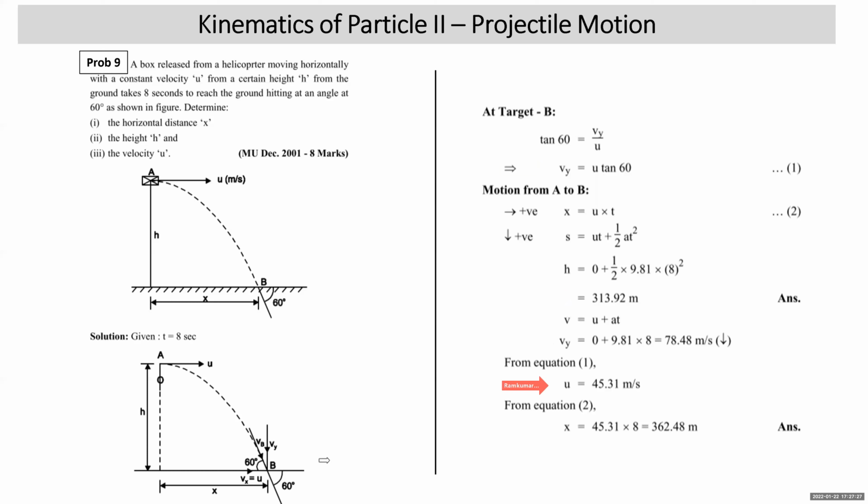How do we get the value of x? As in equation number 2, which we have written for horizontal motion, that is rectilinear motion at constant velocity in the horizontal direction, x is u into t. You know the value of u, right? T is given to you. So x is equal to u into t. U is 45.31, t is 8. You get 362.48 meters. So in this problem, students, the most important thing is to understand that he's saying the projectile hits the ground at 60 degrees. That means 60 degrees is the angle the resultant velocity makes with the horizontal.